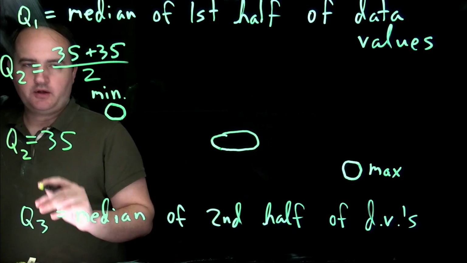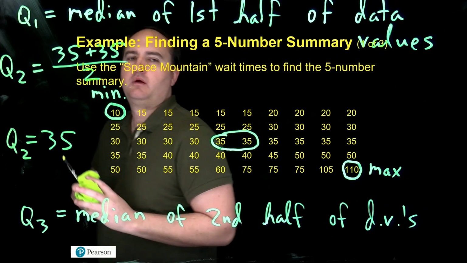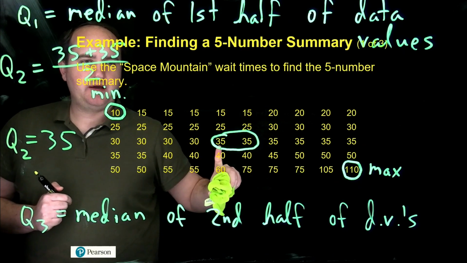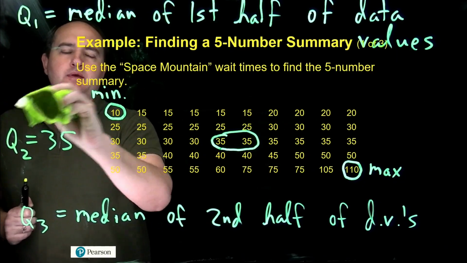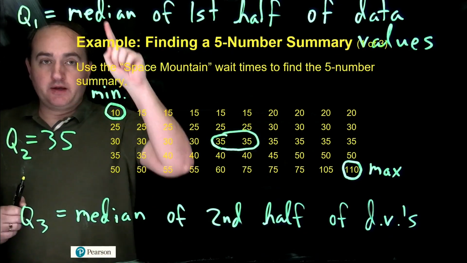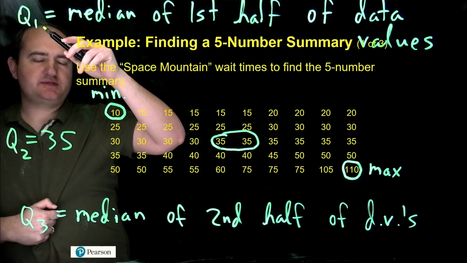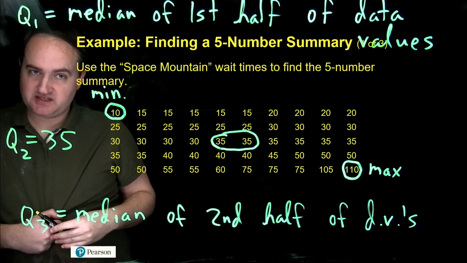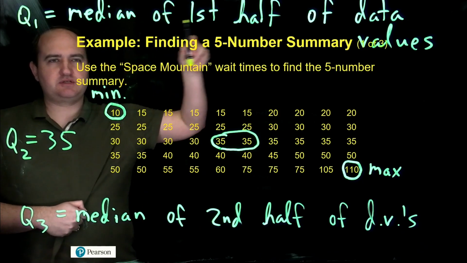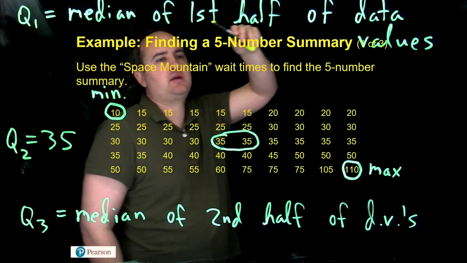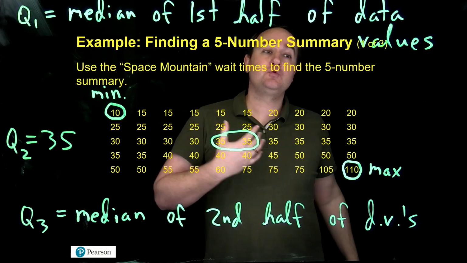So those are the three easiest numbers to calculate. So the minimum, the maximum, and then Q2, which is the median. Now, for Q1 and Q3, like I said, you can use percentiles. So Q1 is the same as P25 and Q3 is the same as P75. But most people find it easier to use this information. So Q1 is the median of the first half of the data values. So let's go ahead and calculate Q1 now.